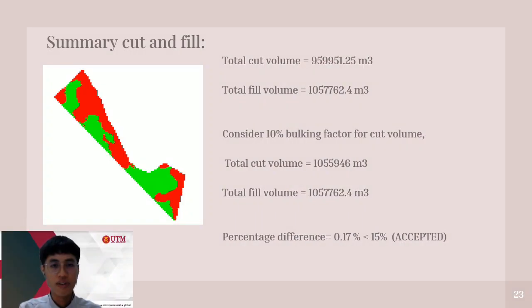From the summary of the cut and fill calculation, we will find the final volume for the cut volume and also the fill volume. However, when the soil comes out from the compact condition, we need to consider a 10% bulking factor for the cut volume, as it will increase the volume when it contacts the air. So the result for the total cut volume was increased to 105594.6 cubic meters, and the total fill volume is still the same, which is 1057762.4 cubic meters. So the percentage difference between the cut volume and fill volume is 0.17, which is lower than 15%. Therefore, this proposed level design is accepted.